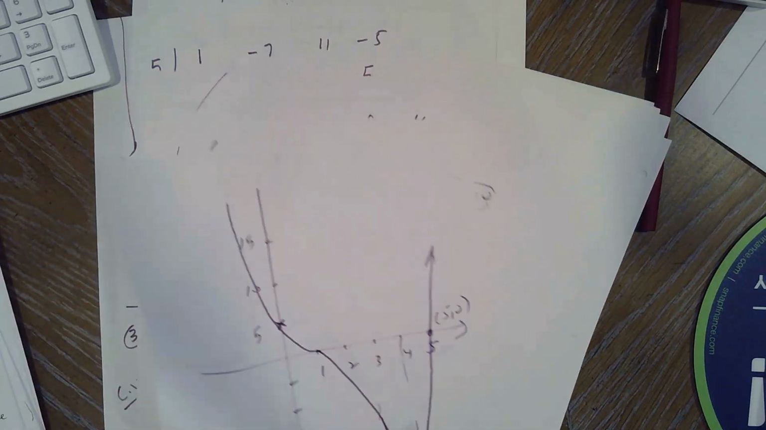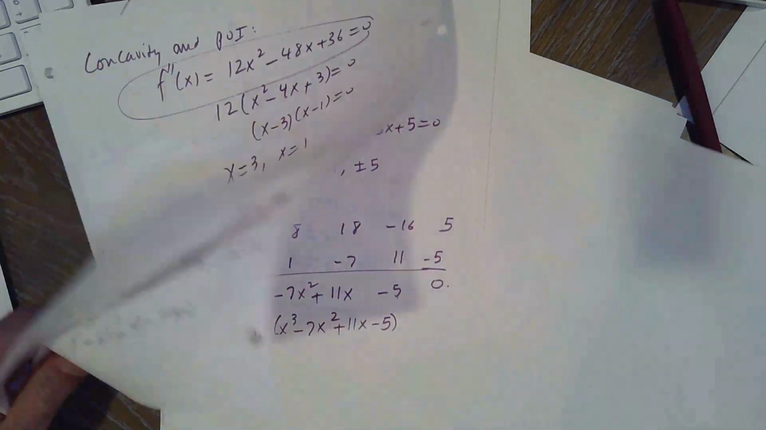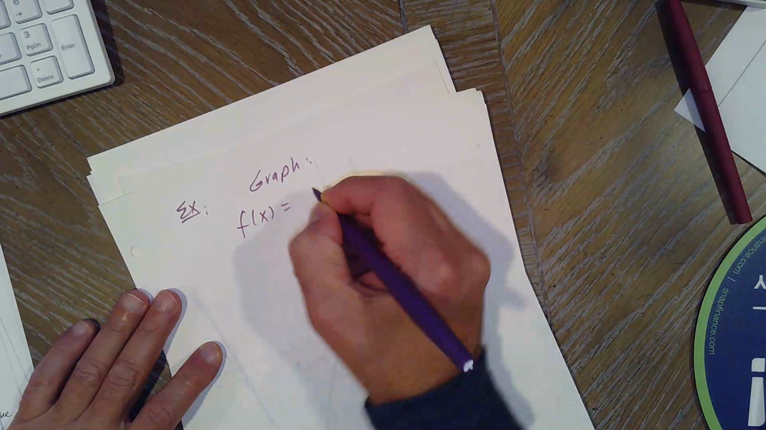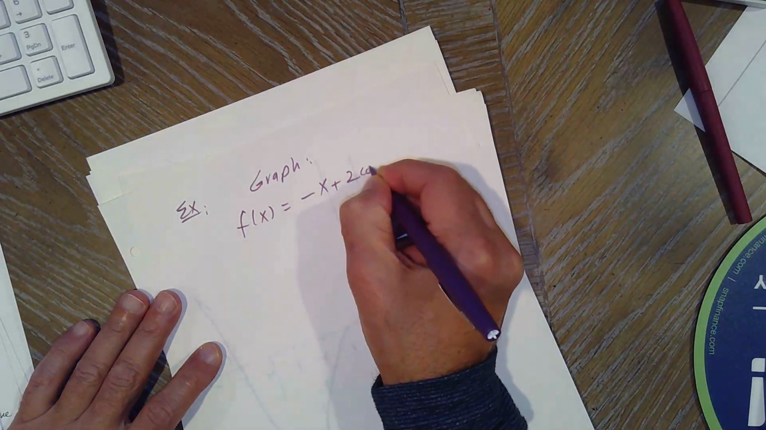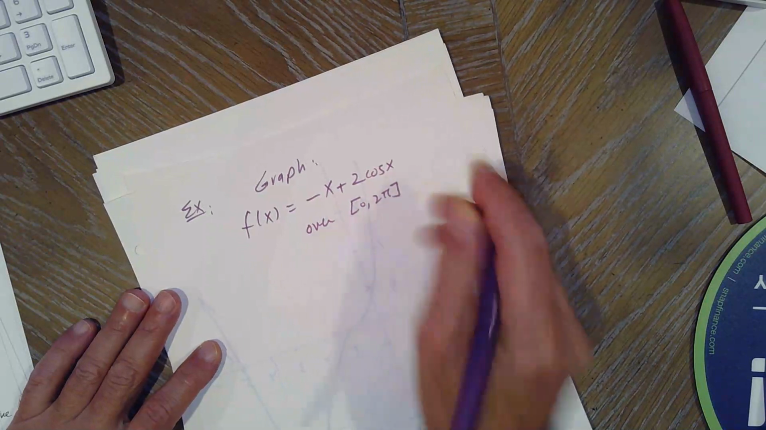Okay, one more, which is going to be about trig. I haven't shown you any trig function to graph, so that's what I'd like to show you. So how do I graph f of x equals negative x plus 2 cosine x over the interval from 0 to 2 pi?